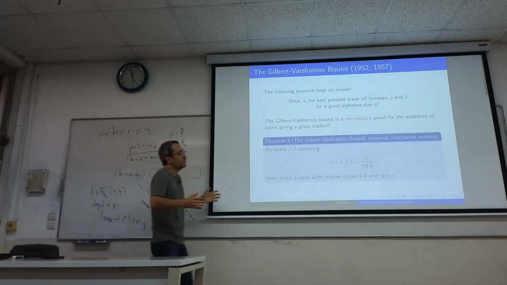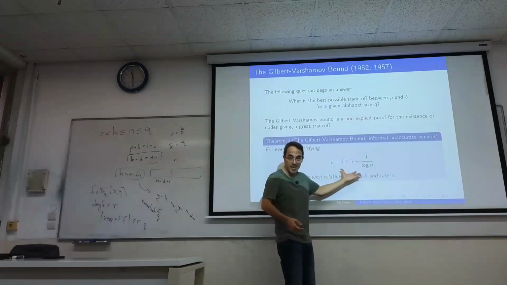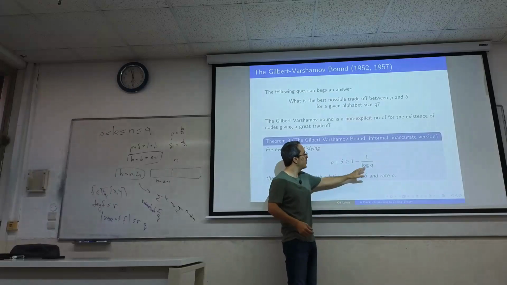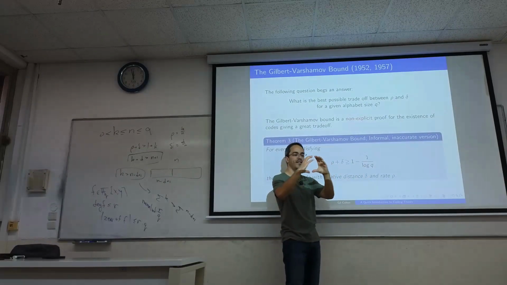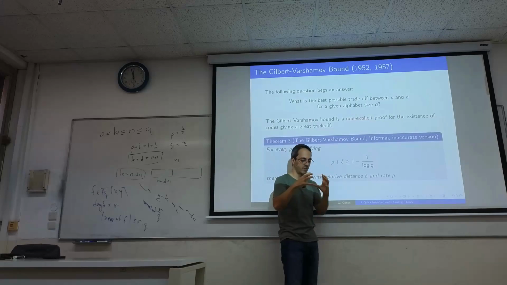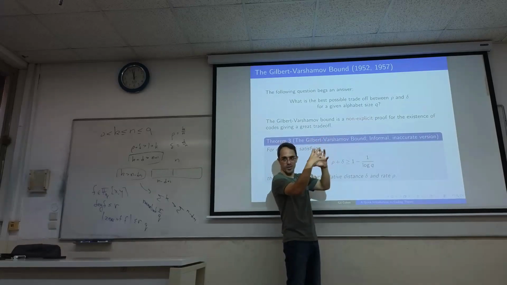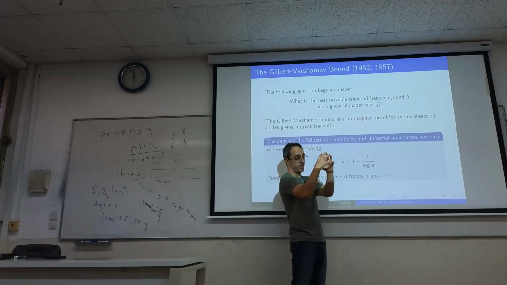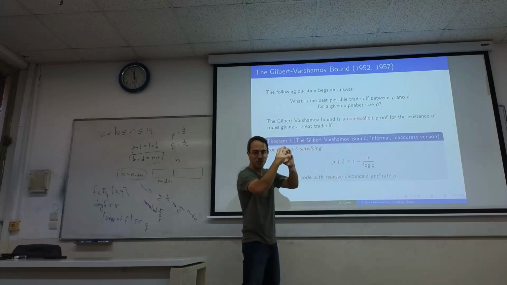Now the point is that maybe this is reality. There is a reason why this should be reality. The reason for the log here is because it relates to looking at balls around the code words. You don't want to have other code words there, so you consider the volume of the ball.